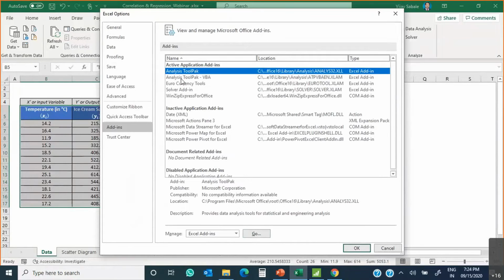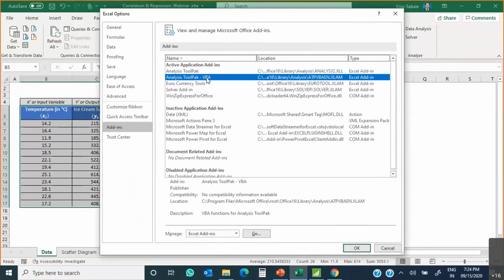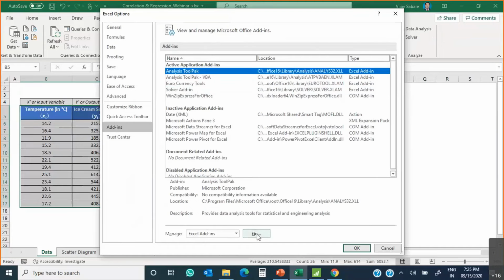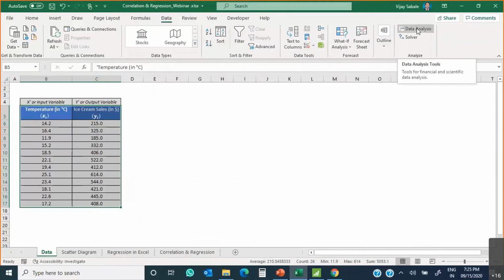If you want the analysis toolpak for Visual Basic, we can add that here also. If you want to add the Solver, you can click Solver and select Go. Whatever you select, that option will come here. Now if you want to see the Data Analysis option under your Data tab, you have to use this Analysis ToolPak and select Go. As you press Go, you have to click OK. Then we can see Data Analysis coming here.